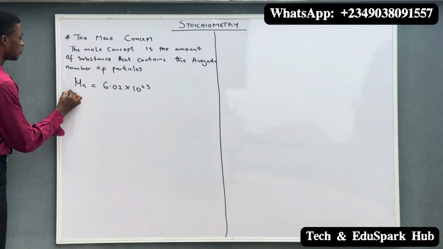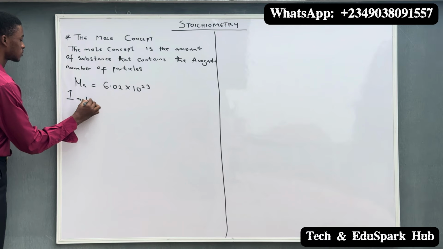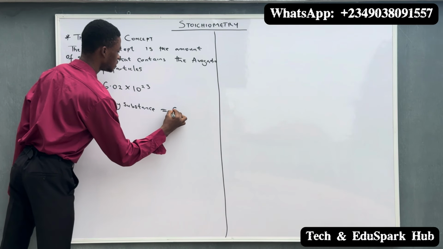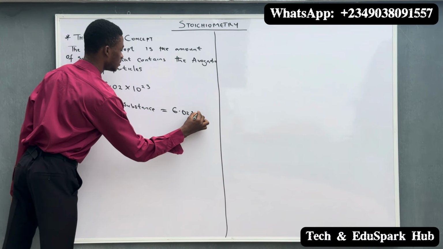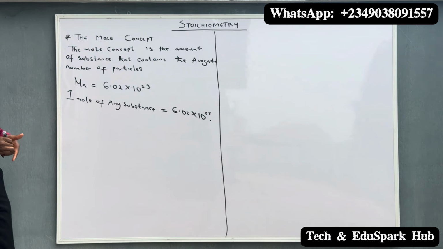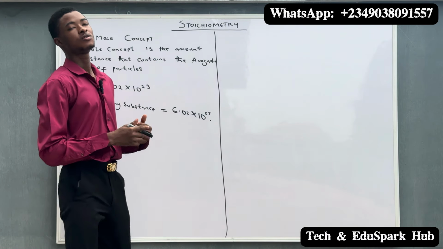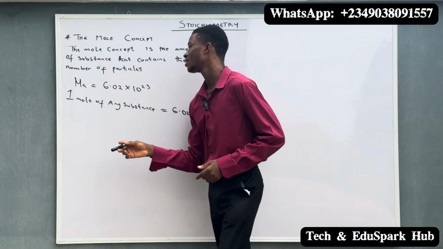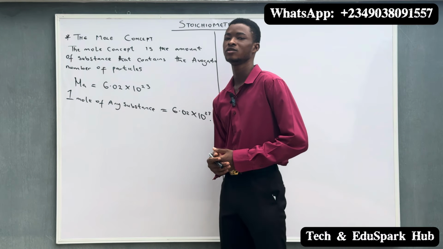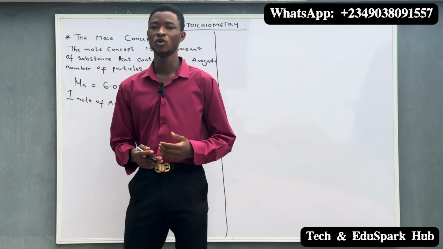So we can now say 1 mole of any substance is equal to 6.02 times 10 raised to power 23. So this is what the mole concept is telling us about. So the mole concept is telling us that 1 mole of any substance is equal to what? 6.02 times 10 raised to power 23 molecules.